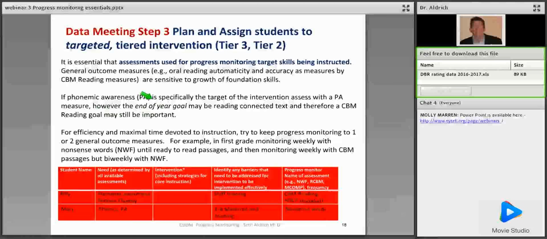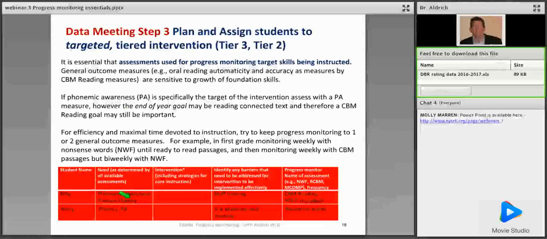So you have to balance, because you want your progress monitoring to be specific to the targeted skill that you're intervening on, but you also want to think about, what's my end-of-year goal? Sometimes you're picking a progress monitoring tool that is really a general outcome measure for what you want to happen at the end of the year. So you're getting a baseline, and at first it might be difficult for the student, but you're thinking about the end-of-year goal.